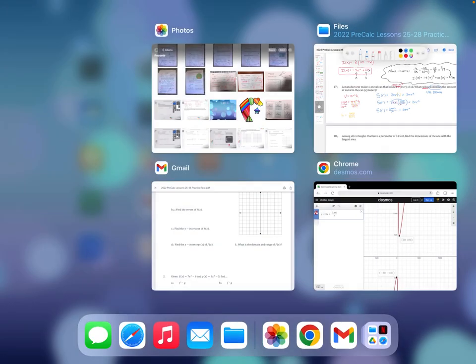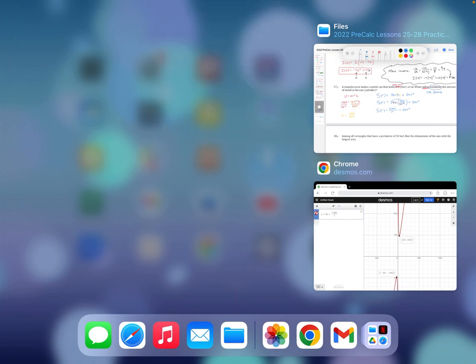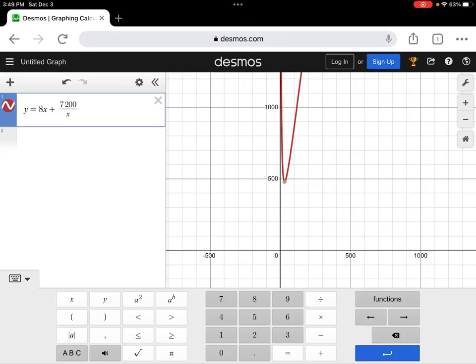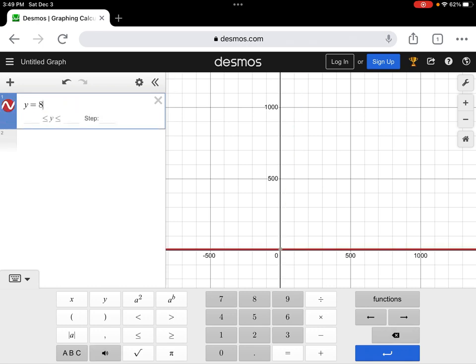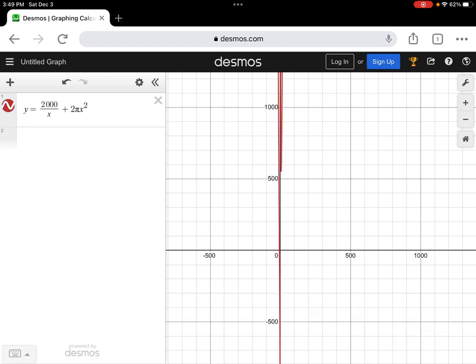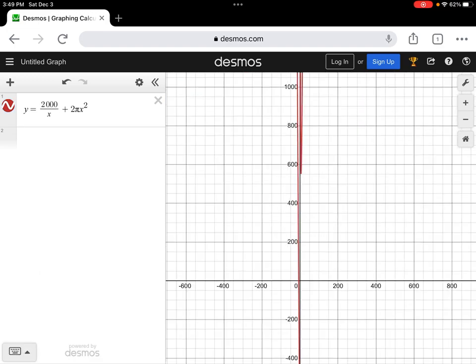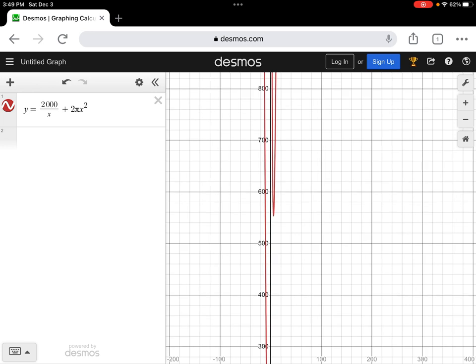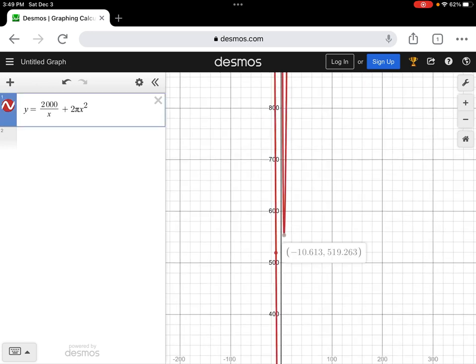So if we go back over to Desmos here, we're going to plug in that function, which is, let's see, 2,000 divided by r. So I'm just going to use x for that. And then we have plus 2 pi x squared. So this is kind of a strange looking function. You can see it's like kind of this wiggly looking thing going on.